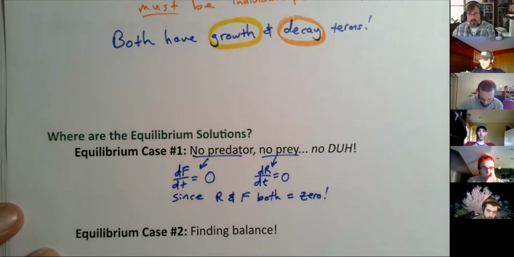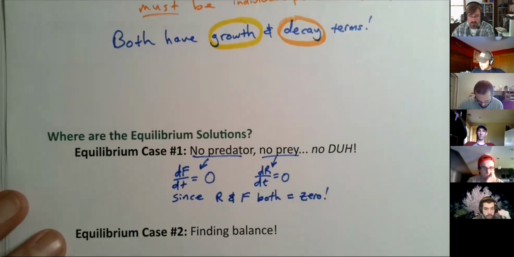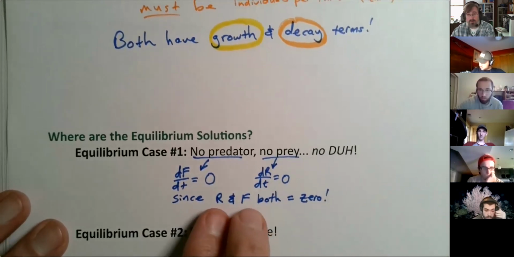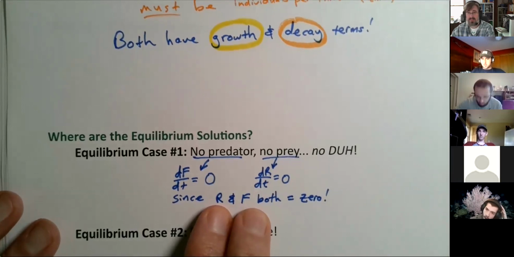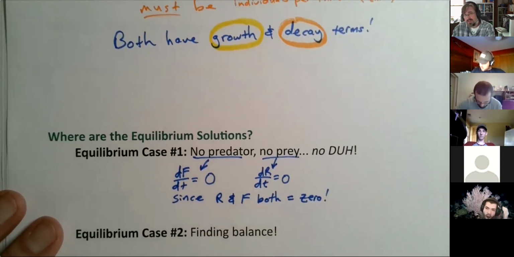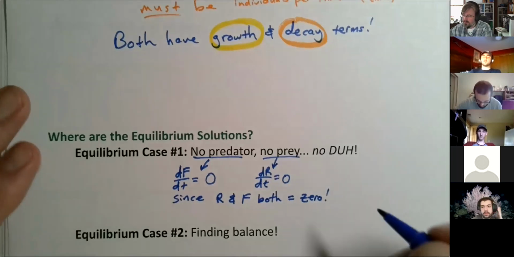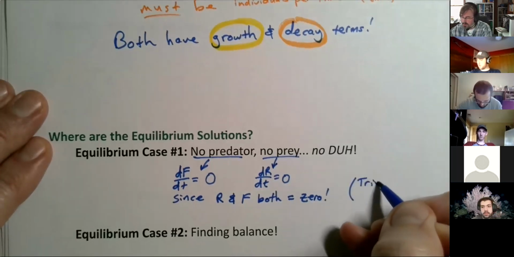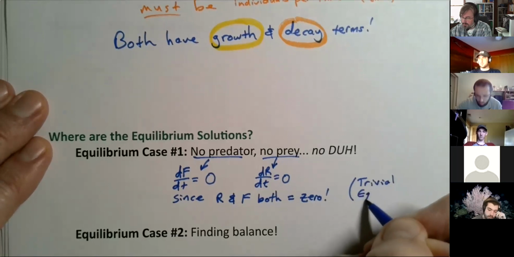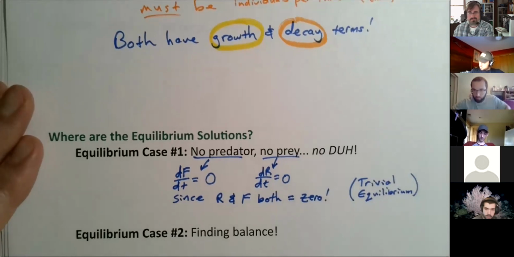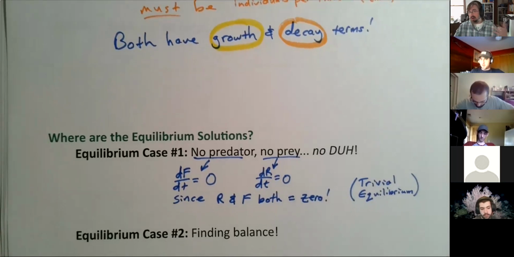If you look at the two differential equations we're dealing with, they are dependent on both R and F. And if both of these are 0, then both of the derivatives equal 0, and it's really that simple. This is sometimes referred to as the trivial equilibrium. Basically, if there's nothing there, there's going to be no growth, and no change.